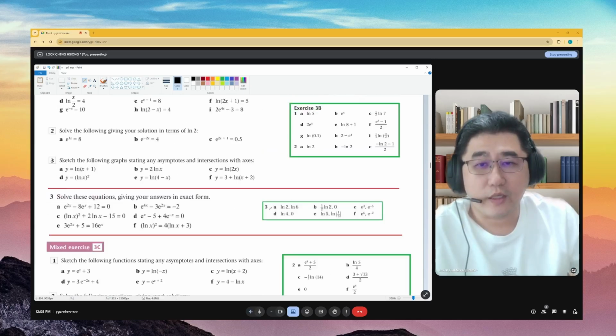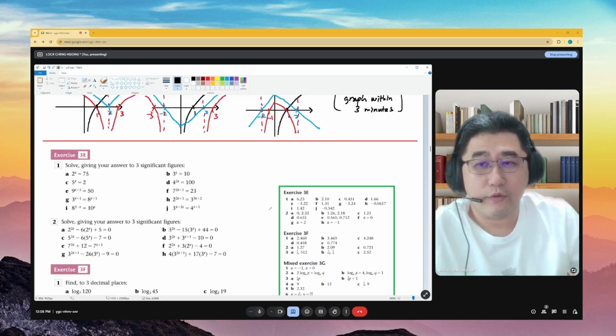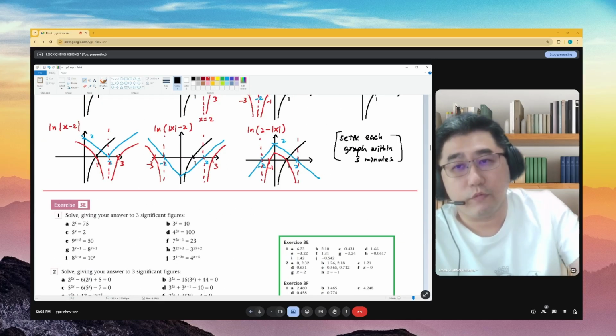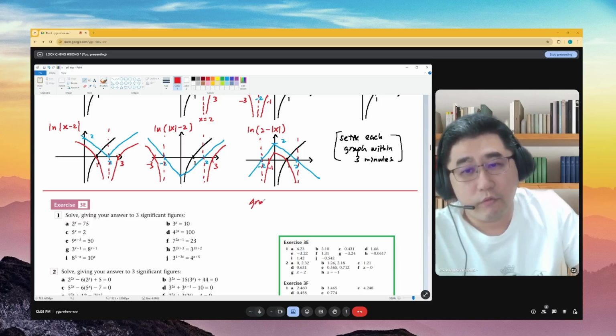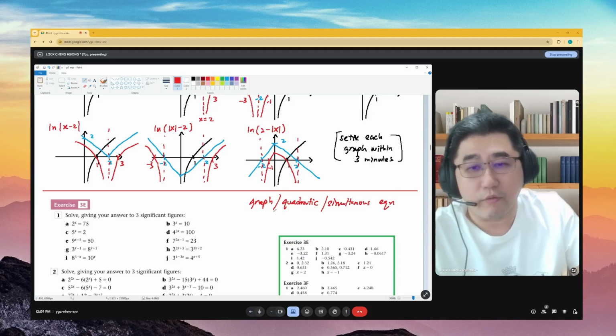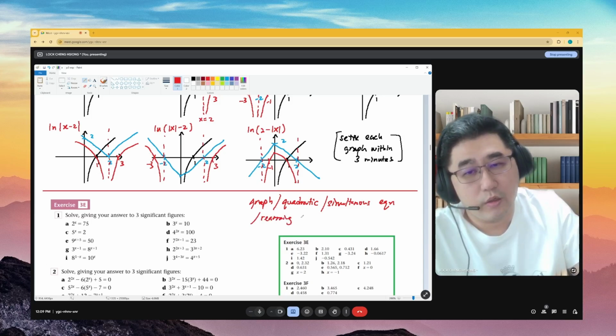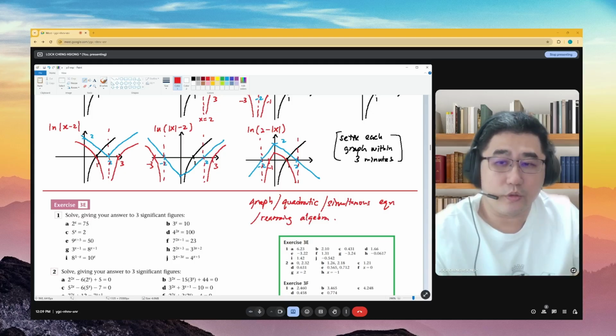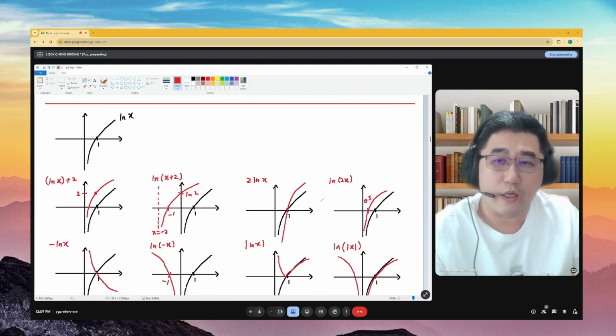Then over here, the exercises are no other than maybe involving the graph, quadratic, simultaneous equation, or maybe rearranging algebra. Whatever it is, you need to know how to do it by using the rules above.